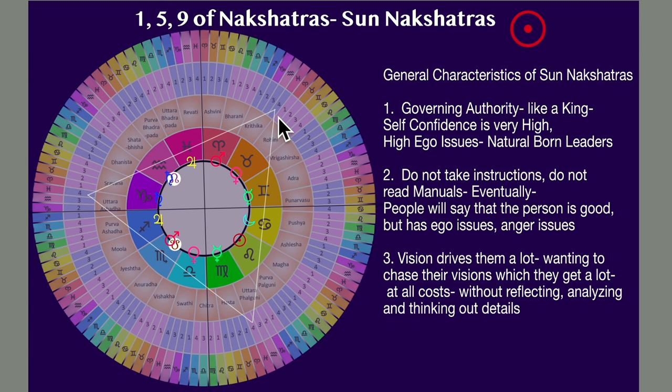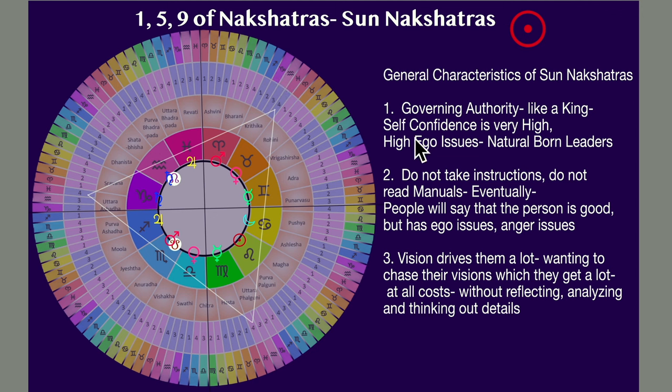Sun, think of Sun, think of fifth house, think of government, think of leadership and governance, all kind of leadership attributes, the pluses and the minuses of those. So the general characteristics are, number one, governing authority. They think of themselves as authority, like a king, like government. Self-confidence is very high in these individuals, especially if Rahu, Ketu and Jupiter are sitting in these vertices, okay, in any one of the four Padas. Going into Navamsha, it will act differently, of course.